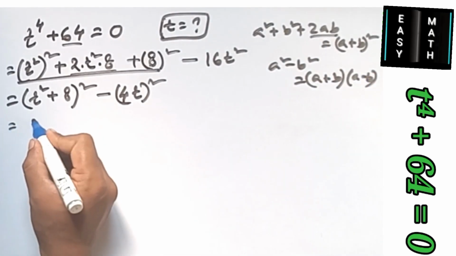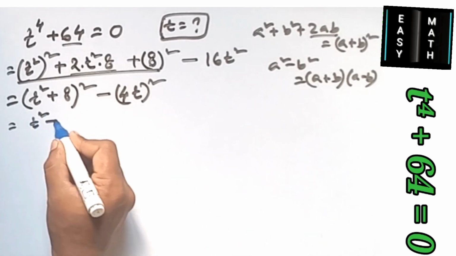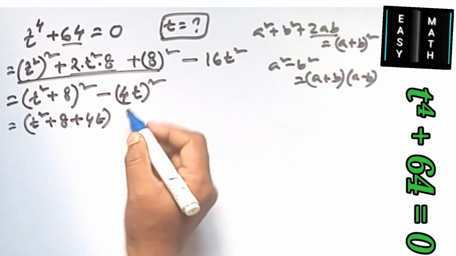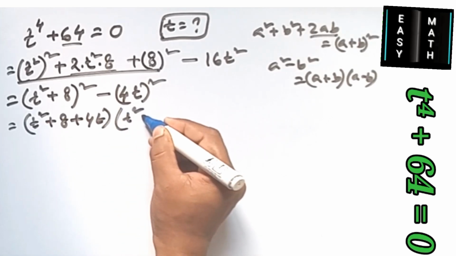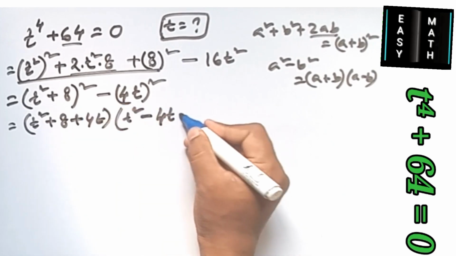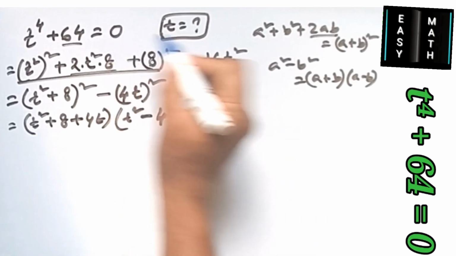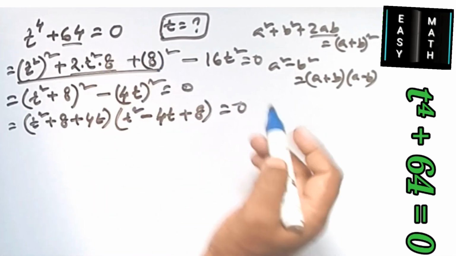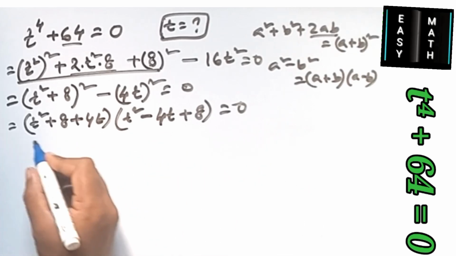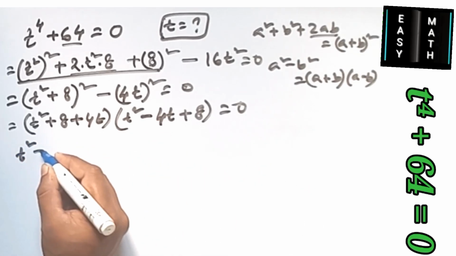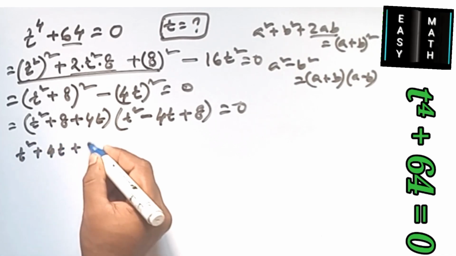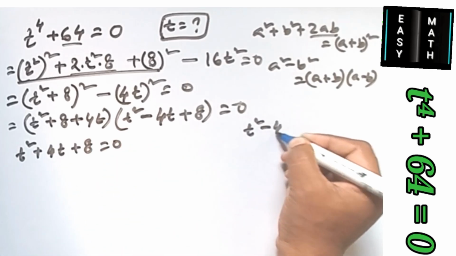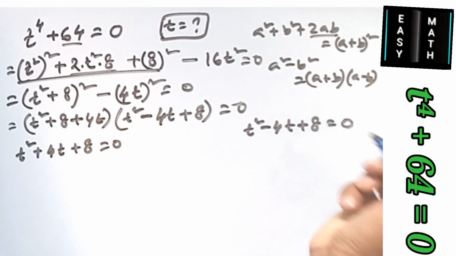So we can write here, this is (t square plus 8 plus 4t) and this is (t square plus 8 minus 4t), that's it. Sorry, this is the 0 here. So first we can write t square plus 4t plus 8 is equal to 0, or we can write t square minus 4t plus 8 is equal to 0.